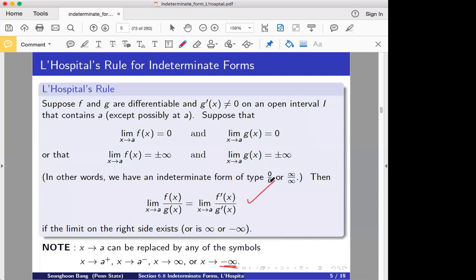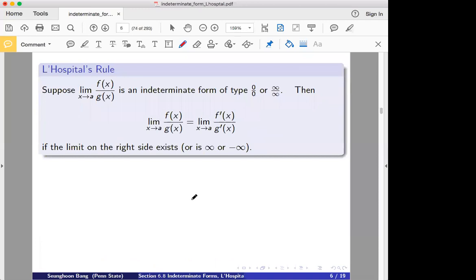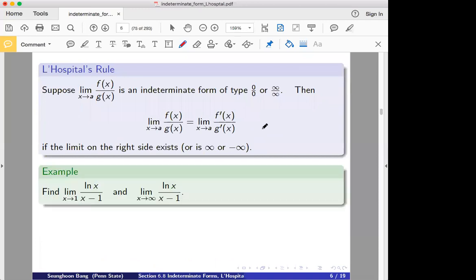So when do you use this rule? Just for 0 over 0 or infinity over infinity, you can use L'Hopital's rule. Sorry. Yeah, this is L'Hopital's rule. We're going to think about the previous examples.